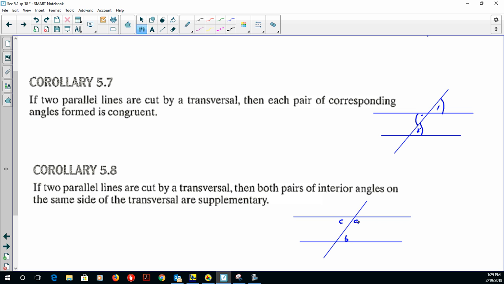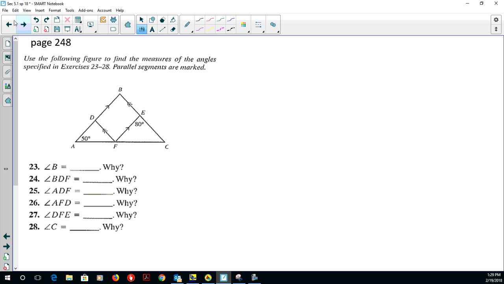Okay, let's do a few from the book now because it's pretty straightforward stuff here. It's 248, 23 through 28. We have a few angles given to us, an 80-degree angle and a 50-degree angle, and sides that are marked with the same type of arrow are parallel. So those guys are parallel, and those guys are parallel.